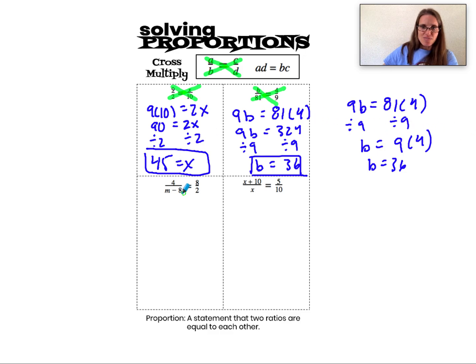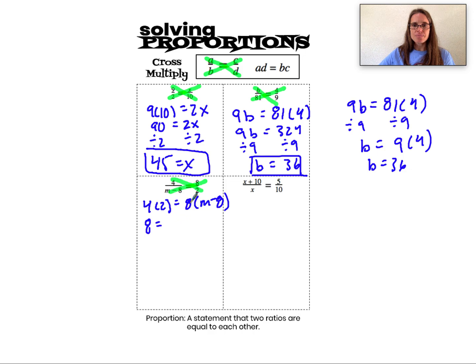Onward to algebra level proportions. 4 times 2 equals 8 times m minus 8. When there's an expression in your equation, you will have parentheses in your cross multiplication, and you will need to use the distributive property. So I have 4 times 2 equals 8 times m minus 8. So 8 is being multiplied by that whole expression. For sure, the very most common mistake that students make with proportions is they write 4 times 2 equals 8m minus 8. We're multiplying 8 times the whole expression m minus 8. So parentheses and then distributive property.